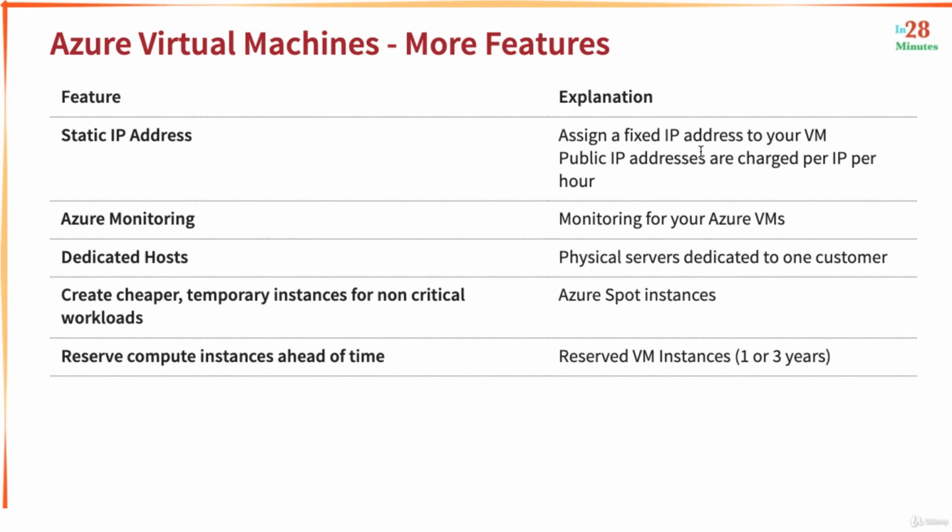In this step, we looked at some of the important features around virtual machines. Static IP addresses allow you to give a fixed IP address to your VM. Azure Monitoring helps you to monitor the metrics around your virtual machine. If you want a physical server which is dedicated to just one customer, you'd go for dedicated hosts. If you'd want to manage your costs with your virtual machines, you have a couple of options. You have fault-tolerant workloads, then you can go for Spot instances. You would want to reserve instances ahead of time, then you can go for reserved VM instances. Over here, you can reserve instances for 1 or 3 years.